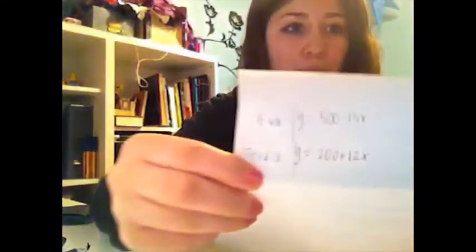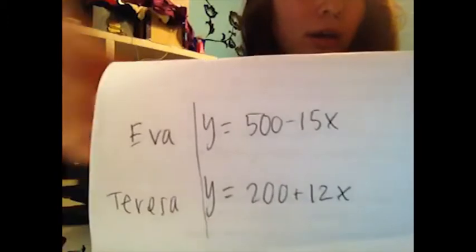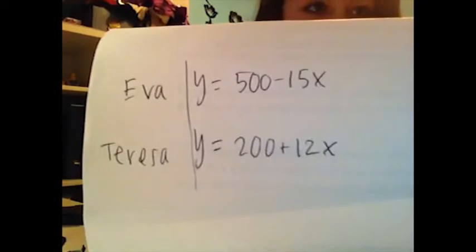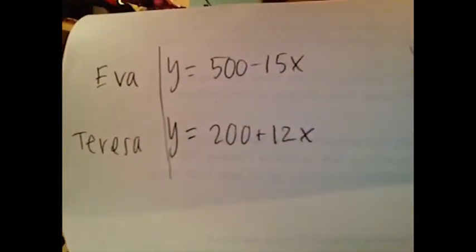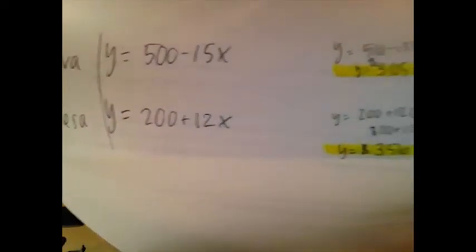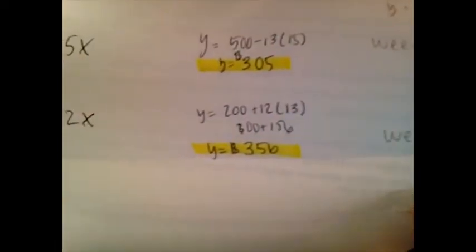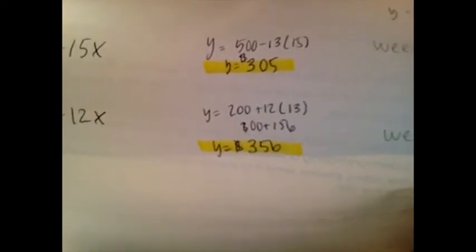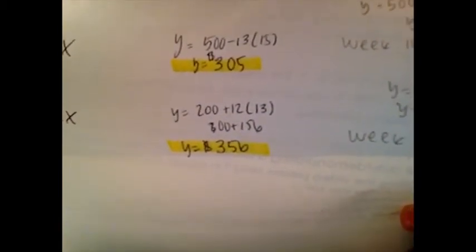Okay, for this problem we had to figure out in an algebraic way how the two accounts would differ after 13 weeks, and we set up 2 equations, and here they are. Y represents the amount of money they had in their account, and X represents the number of weeks that have gone by. So to figure out how much money they have after 13 weeks, we substituted the number of weeks for X, and we got these 2 numbers.